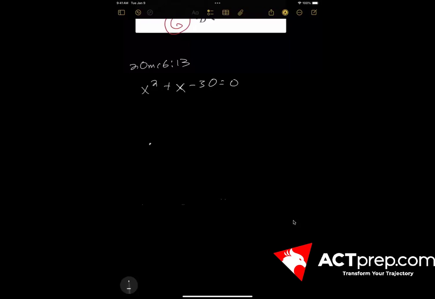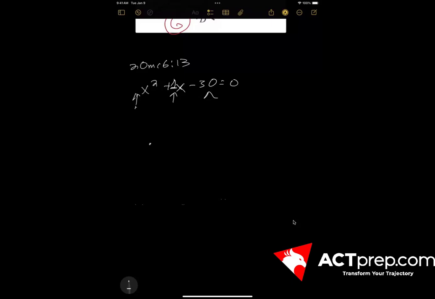And so first thing, to be able to get the solutions, we're going to have to factor it. Since the x squared does not have a coefficient, or it's just 1, we can just do simple factoring. And what we're looking for are the two numbers that multiply together to become negative 30, that add together to become the coefficient of x, which is just 1. If there's nothing there, the coefficient is just 1.